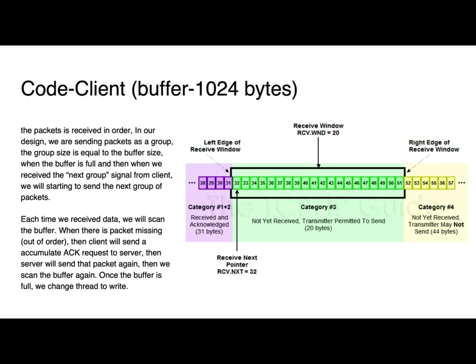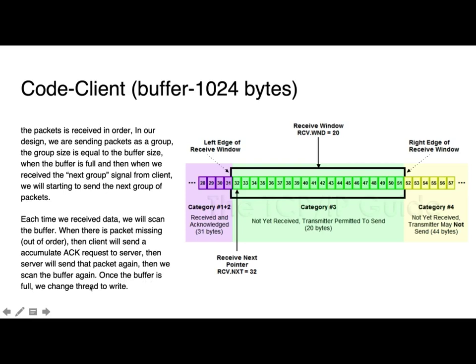The packets are received in order in our design, and we send packets as a group. The group size is equal to the buffer size. When the buffer is full and we receive the next group signal from the client, we start to send the next group of packets. Each time we receive data, we scan the buffer. When there is a packet missing or out of order, the client will send an accumulated ACK to request the server to send the next packet. Then the server will send that packet again, and we scan the buffer again.